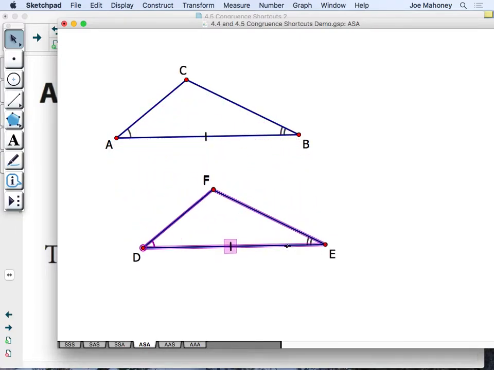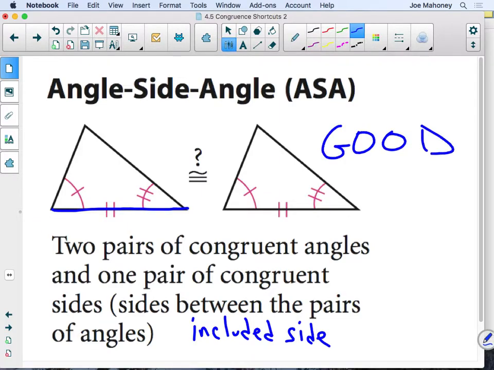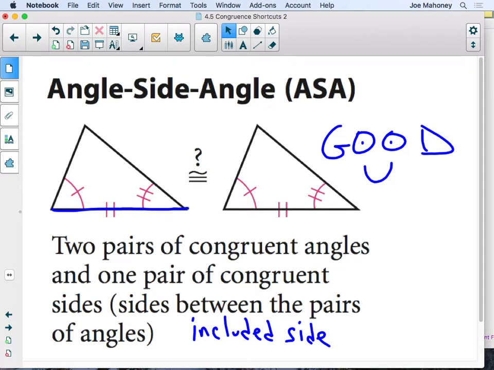Now, there's no other triangle that I can make using these two sides. So the only one that I can do has to be triangle DEF. So angle, side, angle, it's good. If we have an angle, side, angle relationship between two triangles, the triangles are congruent.